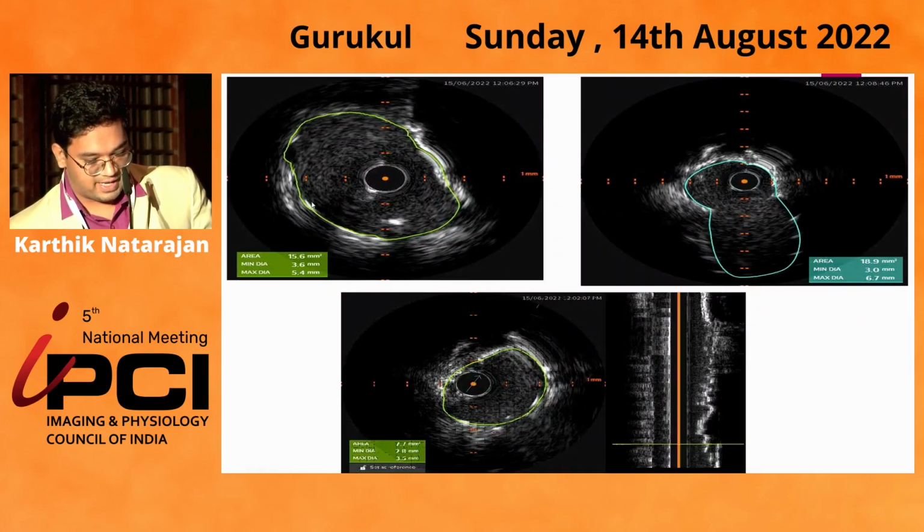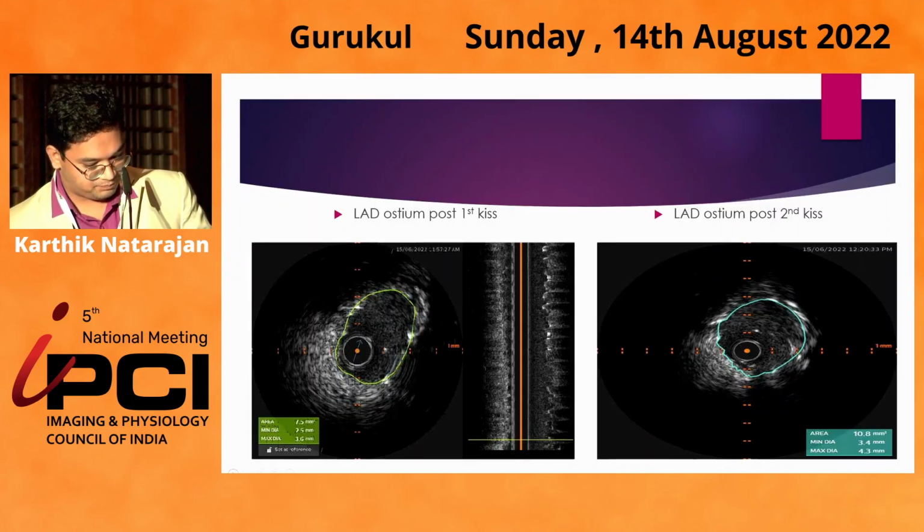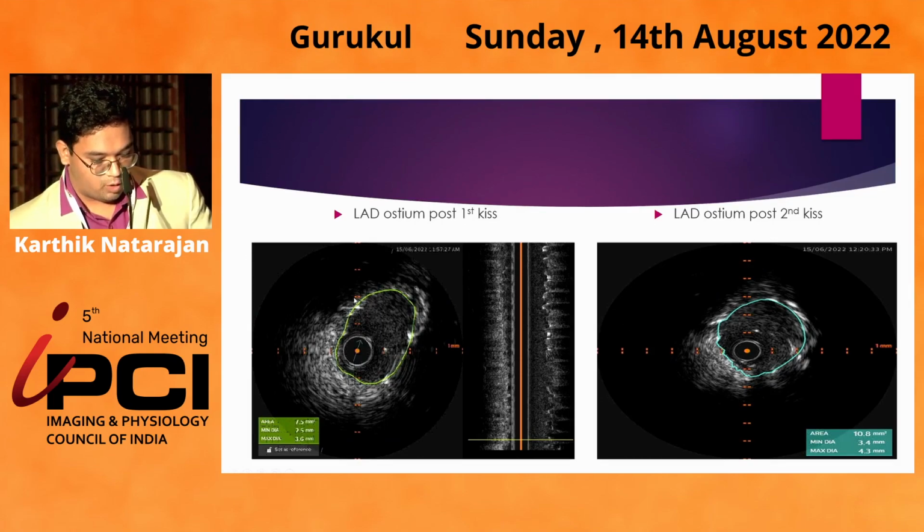This is the left main at the end of the procedure, 15.6 millimeters. This is the polygon of confluence, where we could see that there was very little metal in front of the circumflex. It was a typical 8 appearance that we can see on the IVUS. This was the ostium of the circumflex, this is the LAD ostium post the first kiss, and this is the LAD ostium post the second kiss. There's a significant improvement from 7.5 to an area of 10.8.